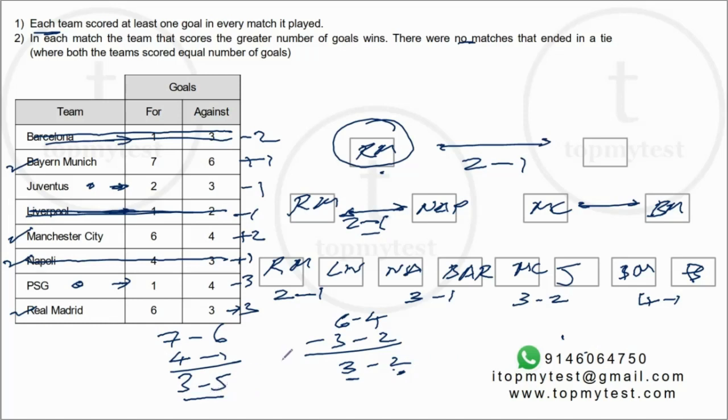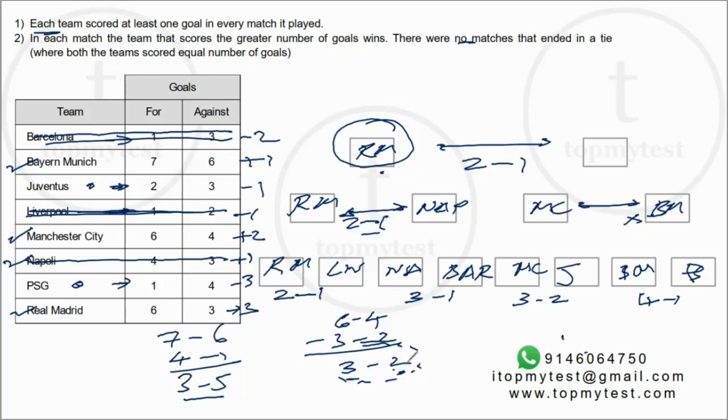Now, if Bayern Munich beats Manchester City, Manchester City will not play any more matches, which means 3-2 should be the score in the semi-final. But if Manchester City scored 3 and conceded 2 in the semi-final, Manchester City will win, not the other way around. So Bayern Munich cannot win, which means Manchester City wins.